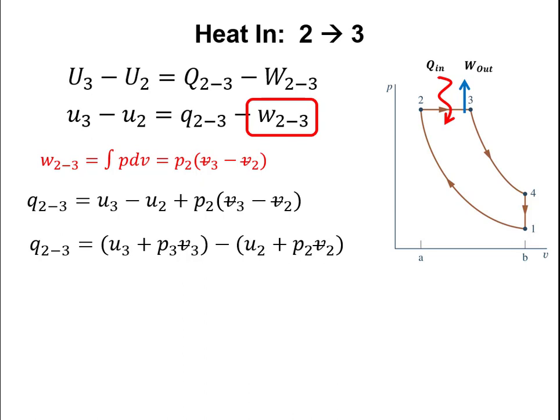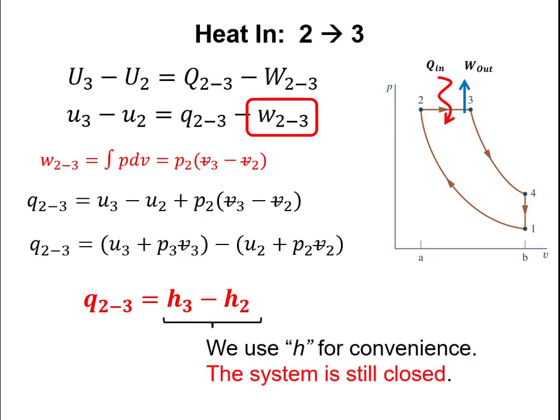Now, you may remember from thermodynamics that U plus PV is the definition of enthalpy, or specific enthalpy, right? So here we can see that as we move from state 2 to state 3, the heat addition is going to be equal to H3 minus H2. So we're used to only seeing enthalpy terms when we have an open system, but in this case we see them with a closed system because we have a constant pressure heat addition.